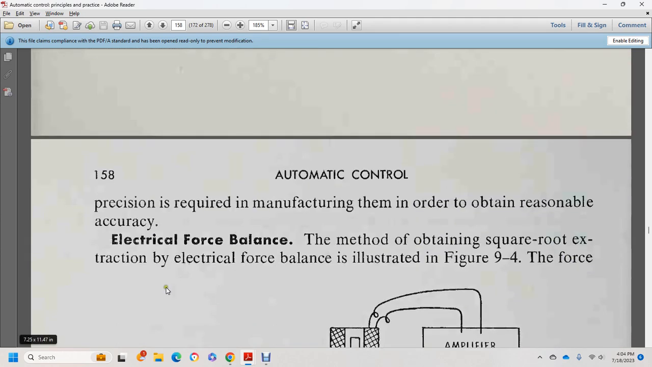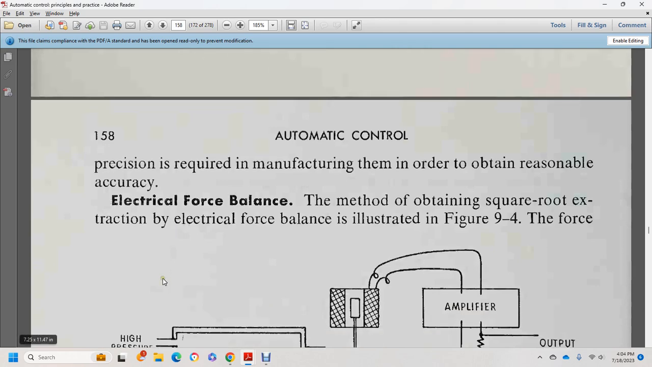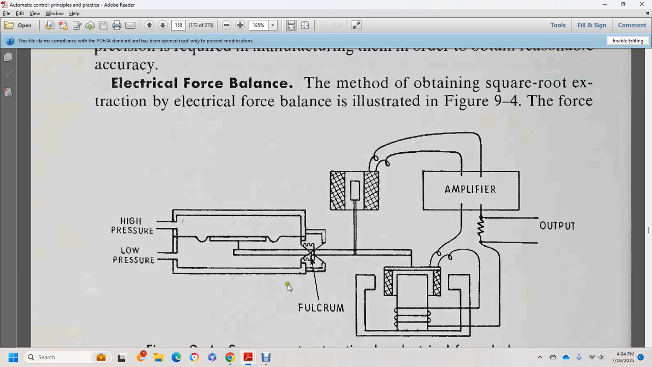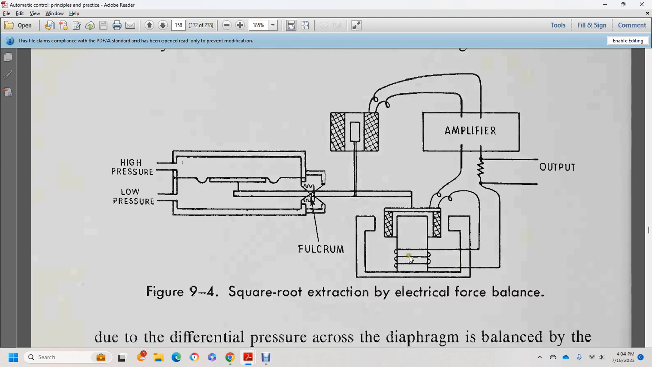Electrical force balance method. The square root is obtained by extraction by electrical force balance. Figure 9.4 illustrates the force, showing the high pressure, low pressure, fulcrum, and amplifier output of the square root extraction electrical force balance.